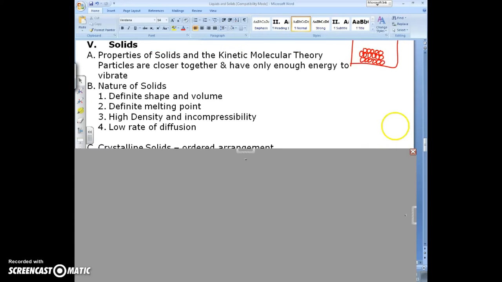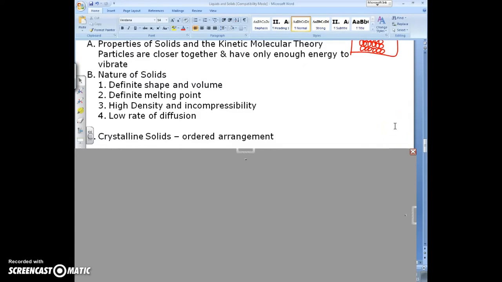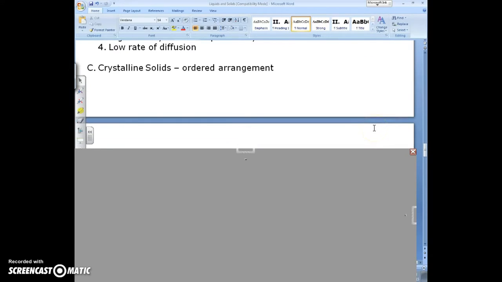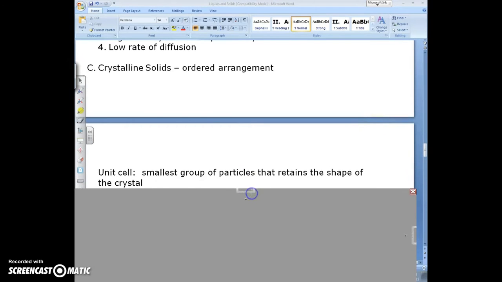Now, we have different types of solids. We have crystalline solids, and they have that nice ordered arrangement, that crystalline structure. Crystalline solids have a unit cell, and that is the smallest group of particles that retains the shape of the crystal. A popular one would be a cubic unit cell, and you may have studied these in Earth Environmental Science. That pattern is repeated over and over again throughout the entire crystal. So we just have cube after cube after cube built upon itself. And that's what we mean by a unit cell.